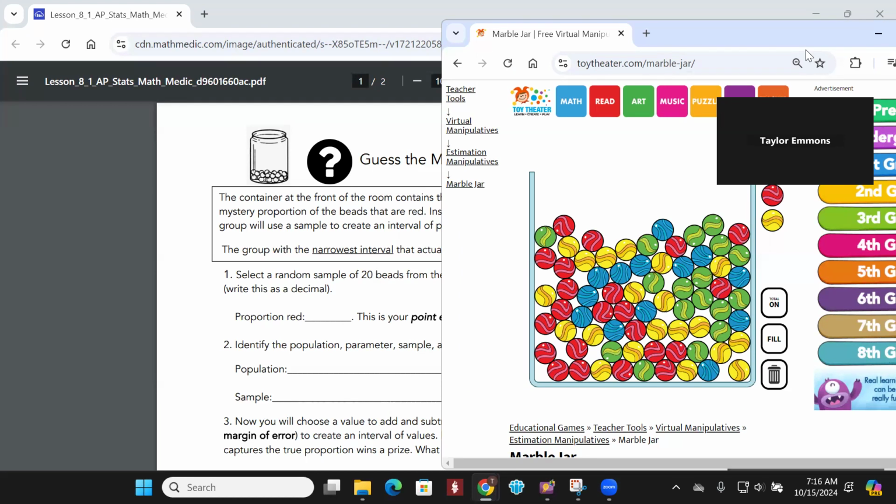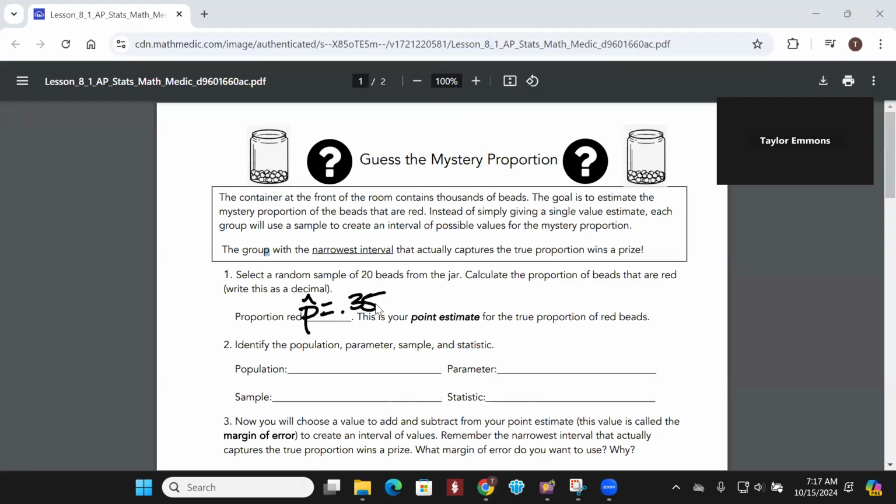So, we're obviously not going to do this because otherwise it would take forever, because I don't trust y'all with samples anymore. So we're going to select a random sample of 20 beads from the jar. Obviously this is not 20 beads, but again, it's okay. We're going to calculate the proportion of beads that are red. Let's say that the proportion is 0.35. So we take a random sample and we get 0.35. This is what we're going to call our point estimate for the true proportion of red beads.